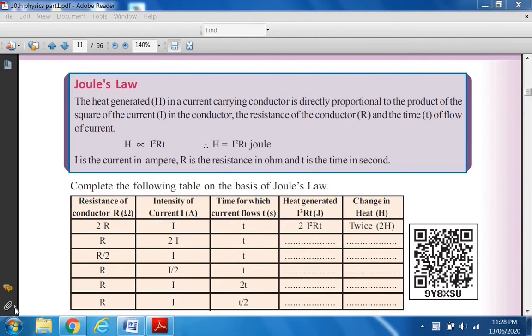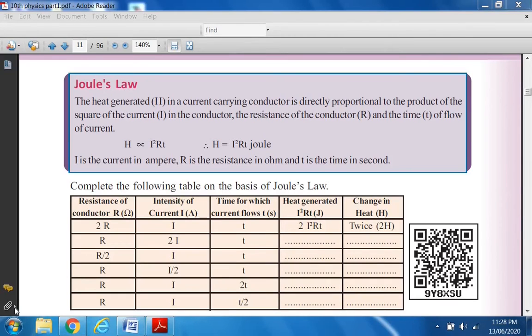This law states that the heat generated H in a current carrying conductor is directly proportional to the product of the square of current I in the conductor, the resistance of the conductor R, and the time t of flow of current. That is, the heat energy produced is directly proportional to the product of I square R and T, which is given by H is proportional to I square RT. Therefore, H is equal to I square RT joule. Here, joule is the unit of heat energy which is represented by capital letter J.